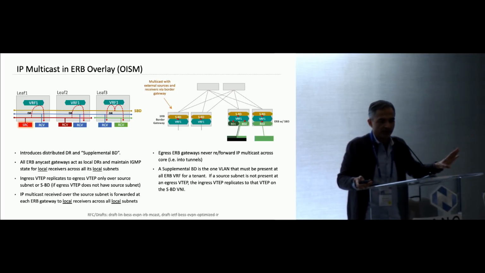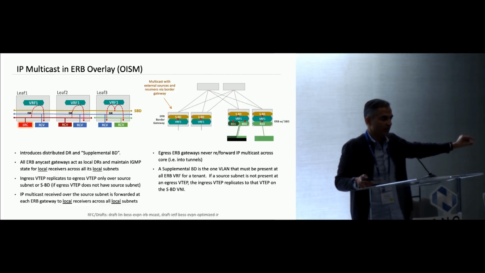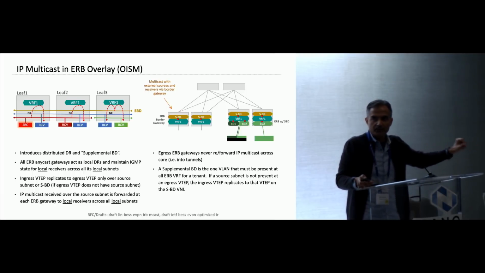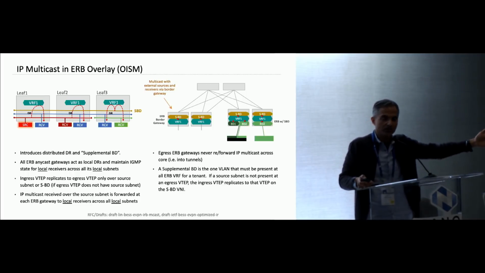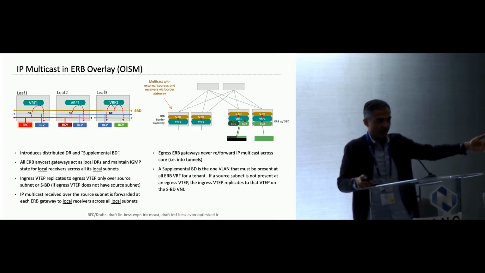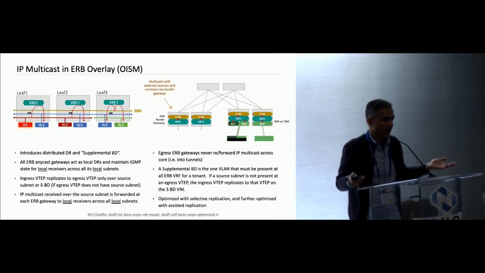Okay, and I mentioned this already. The supplemental BD is the one VLAN that spans all, connected to all the VRFs of a tenant. So if the source VLAN is not present on an egress VTEP, the multicast for OISM is sent to that VTEP via the supplemental BD for that tenant. We can also add selective multicast replication as well as assisted replication to optimize OISM.